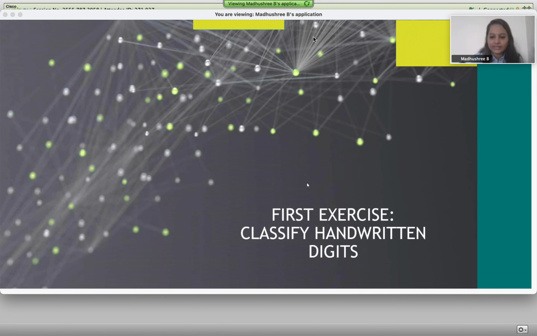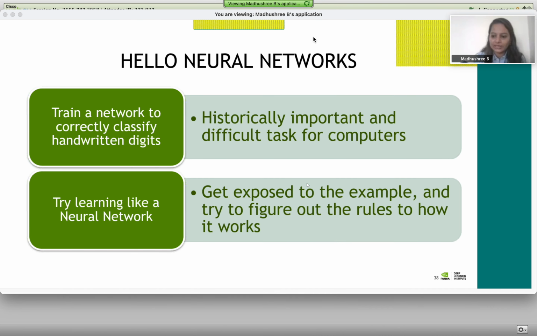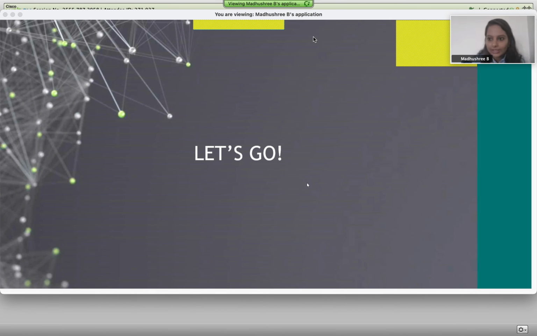The first exercise is to classify handwritten digits. This is a good old problem, you can say a toy data set for deep learning models. Hello neural networks. How do we create a hello world program? Train a neural network to correctly classify handwritten digits. So if you show an image of a handwritten digit, then our model should be able to detect what the number is. Historically, it was an important and difficult task for computers when these neural networks were created, or when expert systems were in place. This was a very critical job, and it was an unsolved research problem. Now, it is a solved problem for most cases. And try learning a neural network. We will get exposed to the examples and try to figure out the rules of how it works. We'll just jump into the practicals. Let's go to the practical.